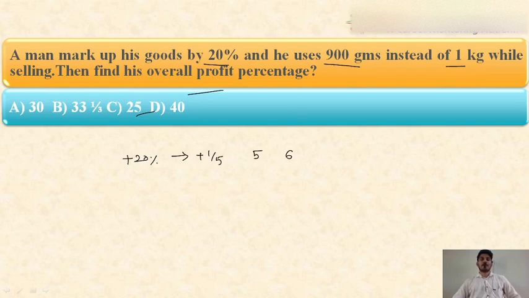But he uses a false weight. He uses 900 grams. So he is giving 900 grams instead of 1 kg. So I am converting it into grams here. For this I am using a ratio approach here. This can also be solved in a general way, and that also I will explain here. First try to see with the ratio approach.